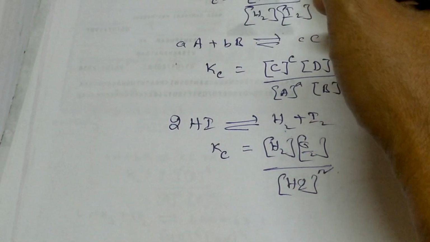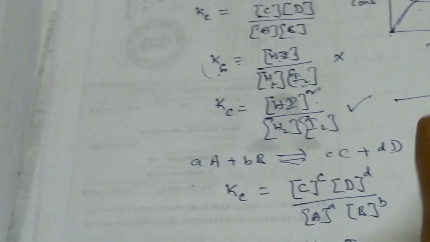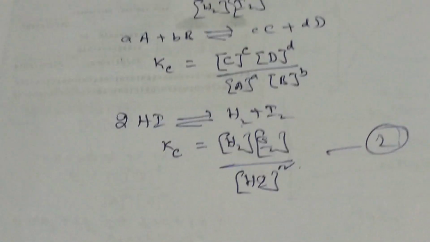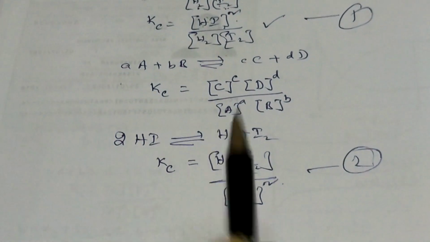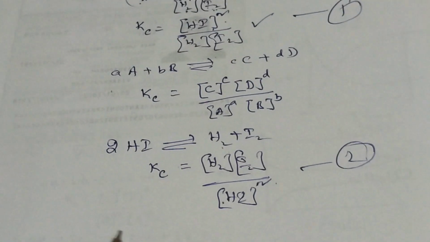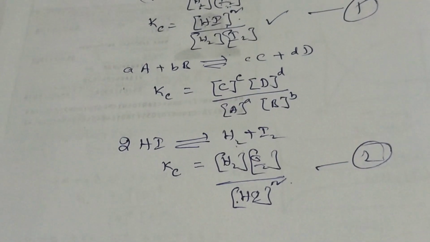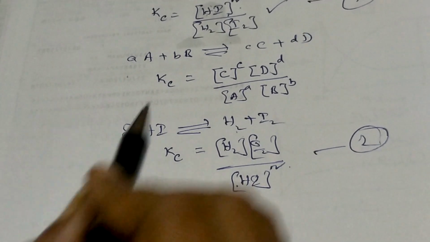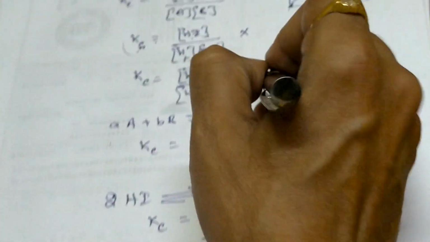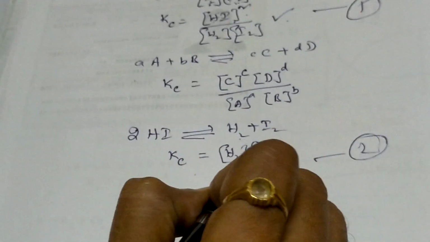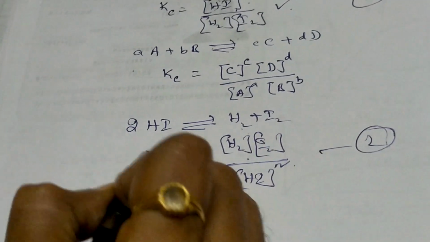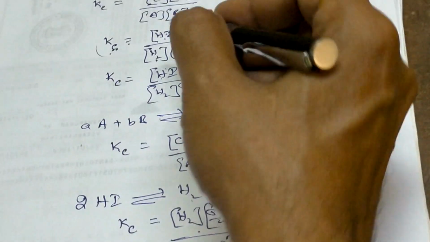If you are comparing these two, this is 1 and this is 2, that means the first one is the inverse of the second one. The equilibrium constant for the reverse reaction is the inverse of the equilibrium constant for the reaction in the forward direction. This is for the forward direction, and this is the reverse reaction. So the equilibrium constant for the reverse reaction is the inverse of the equilibrium constant of the forward reaction. You have to make it 1 by, that means ulta, you have to make it this one.